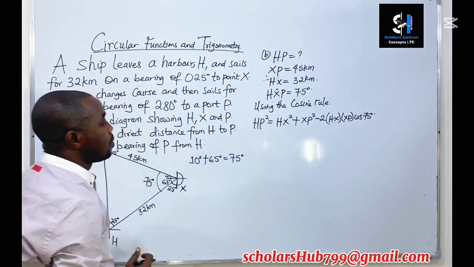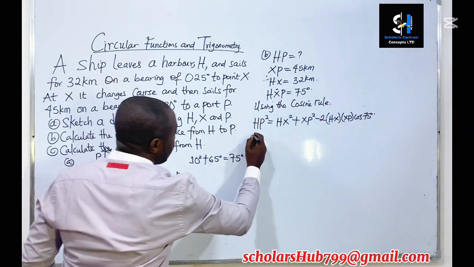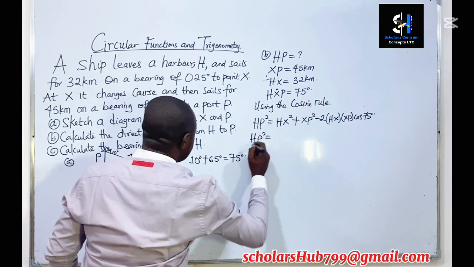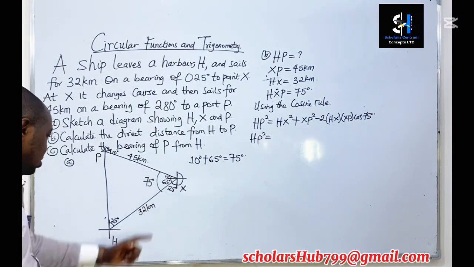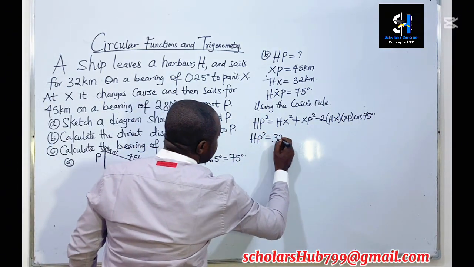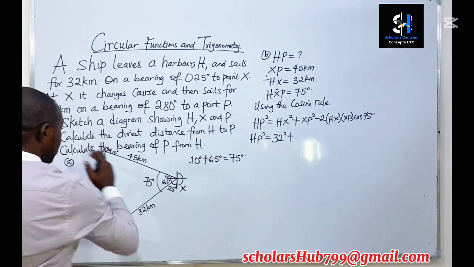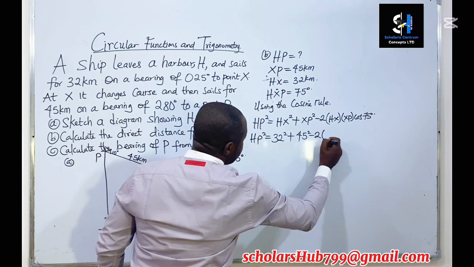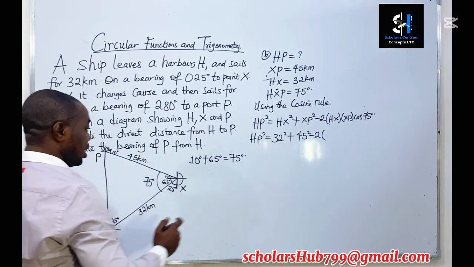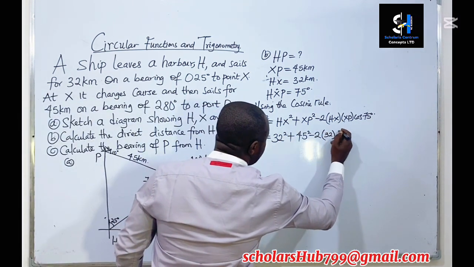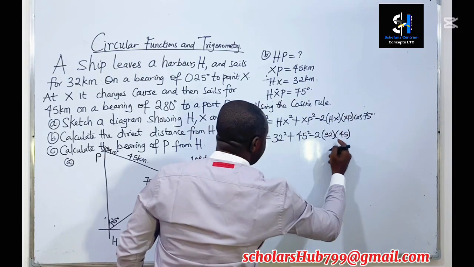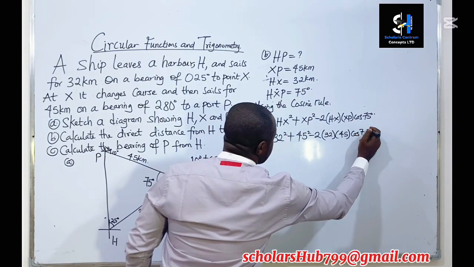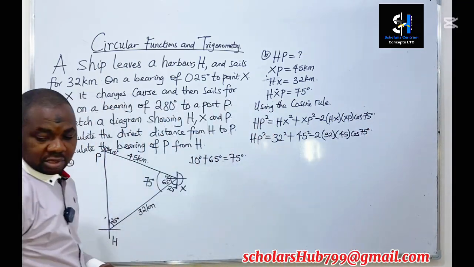75 degrees. That's it. All right, so we have HP squared. What is HX? HX is 32. So this will be 32 squared plus XP, that's 45, that'll be 45 squared. Then minus 2 times 32 multiplied by 45, then cos 75 degrees.